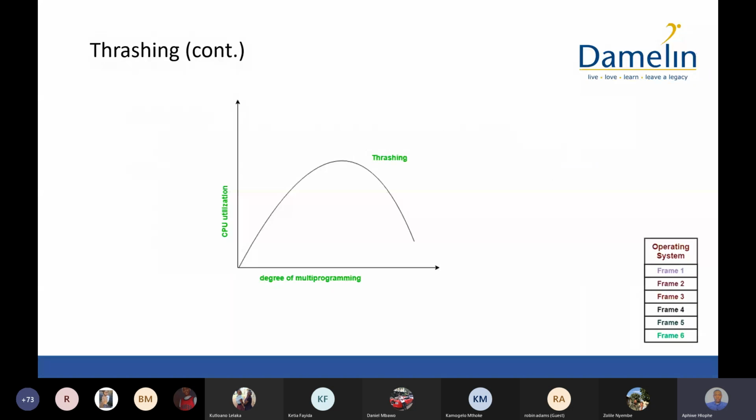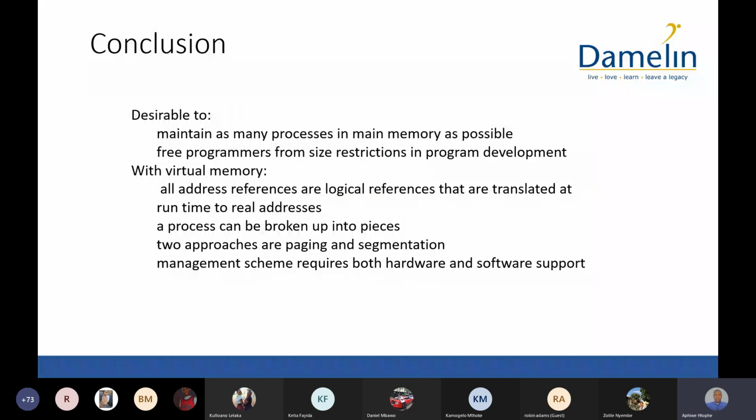And then in conclusion, we said it is desirable to maintain as many processes in memory as possible, and to free programmers from size restrictions in program development. So thanks to these concepts of thrashing and virtual memory, the CPU is able to make a plan for itself. It frees the programmers from the restriction of saying, oh, we're scared, what if our program is running at the same time as a resource-heavy program like Photoshop? What then happens? It means our program will crash. You don't have to worry about all of that, because the CPU will handle that and it will go borrow or make a plan somewhere.